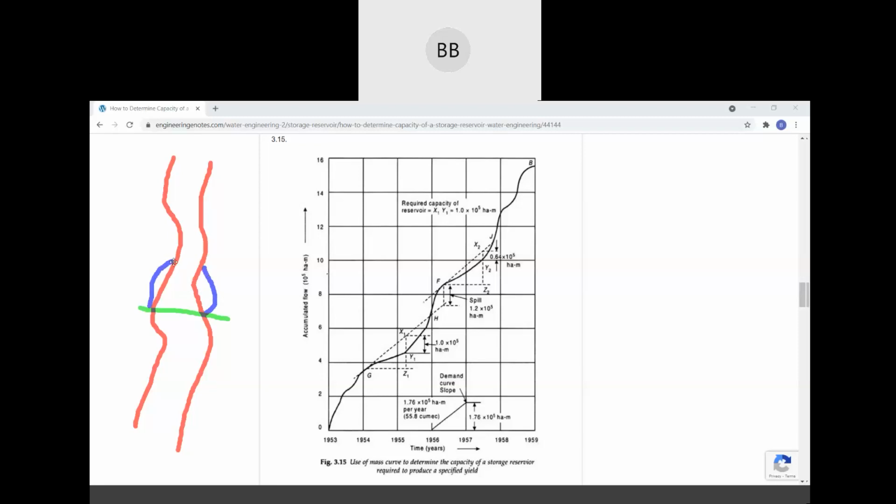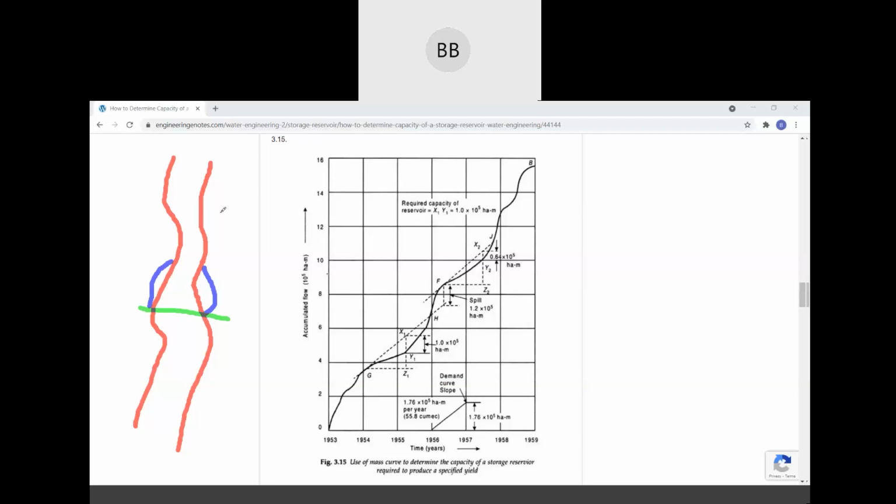Now, how do we find out the reservoir capacity? Because in due course of time, our reservoir capacity may reduce because of the deposition of silt and other materials carried by the river, which are deposited at the bed of the reservoir. So one method is our mass curve to find out the reservoir capacity.